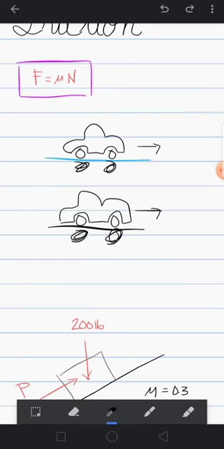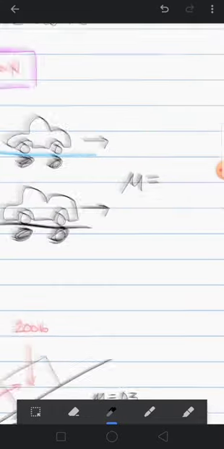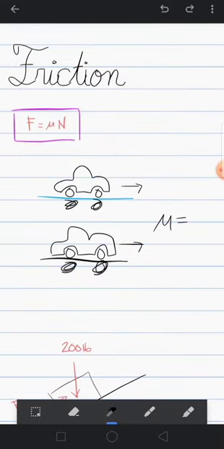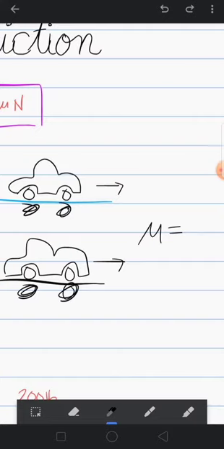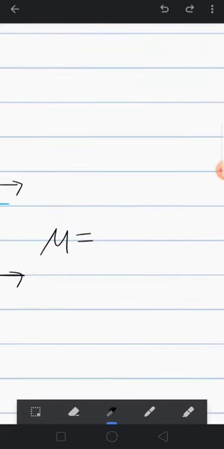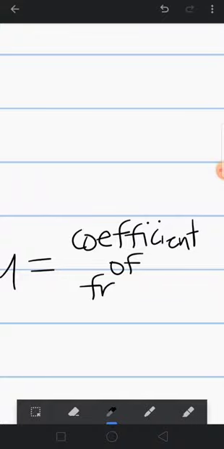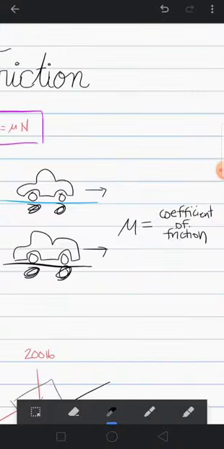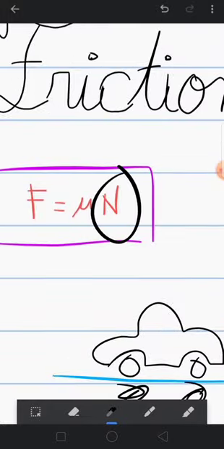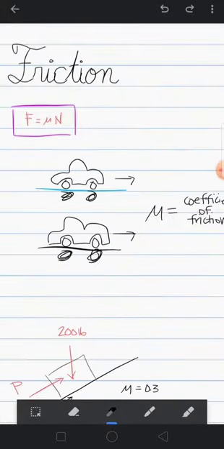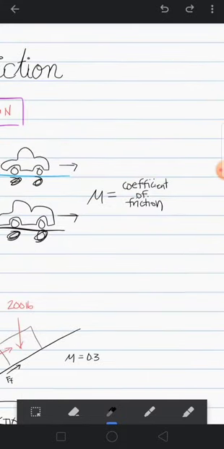So the measure of how less or how great the friction between two surfaces in contact is what we call mu. The formula of friction is F equals mu times the normal reaction of the surface, where mu is the coefficient of friction. The coefficient of friction has no unit, because force is in Newtons and normal reaction is also in Newtons, so they cancel out.